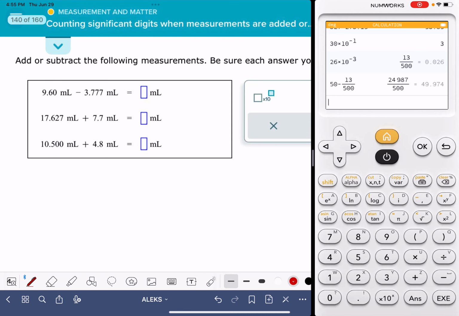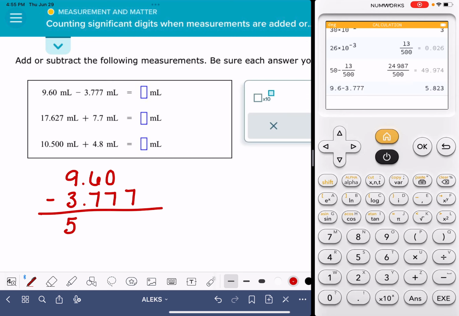To solve this type of problem, I think that it is easier to visualize if we stack the numbers up just the same way that we learned how to do when we were in elementary school. So stack them up like this. I'm going to leave the units off just to keep things simple. And let's use the calculator to do the math here. 9.60 minus 3.777. The answer I get from the calculator is 5.823, and the question is, how many significant figures are we allowed to keep when we're reporting our answer to this?